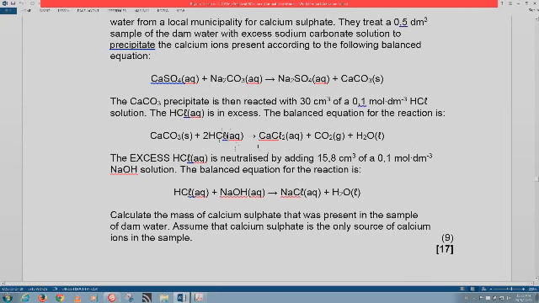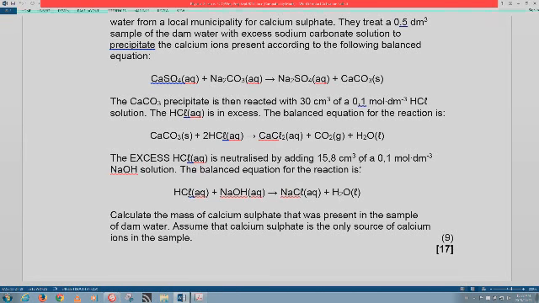So since HCl is in excess, not all of it will react with calcium carbonate. Then the one that is in excess is neutralized by adding 15.8 cm³ of a 0.1 mol/dm³ sodium hydroxide solution. And the balanced equation for the reaction is HCl plus sodium hydroxide forms NaCl and water.